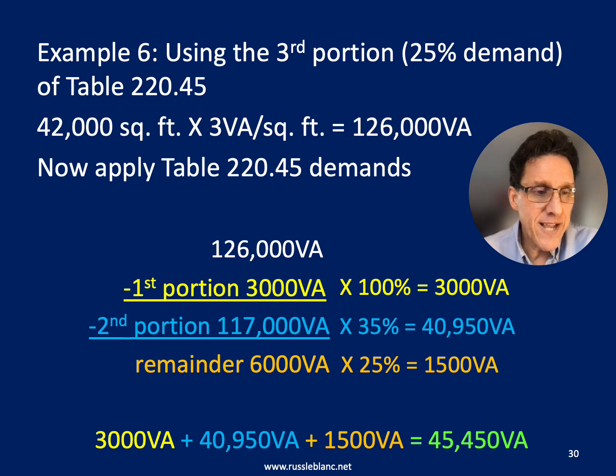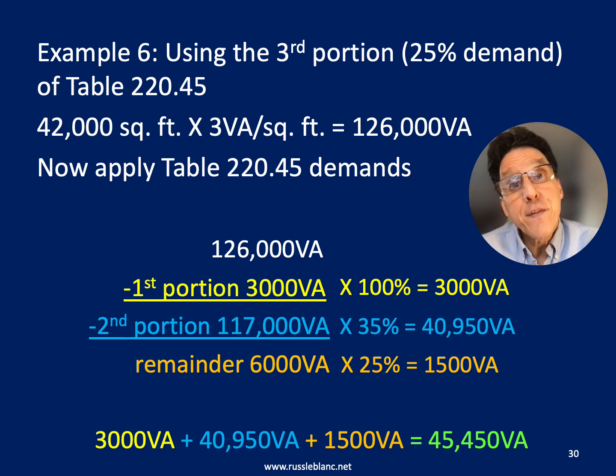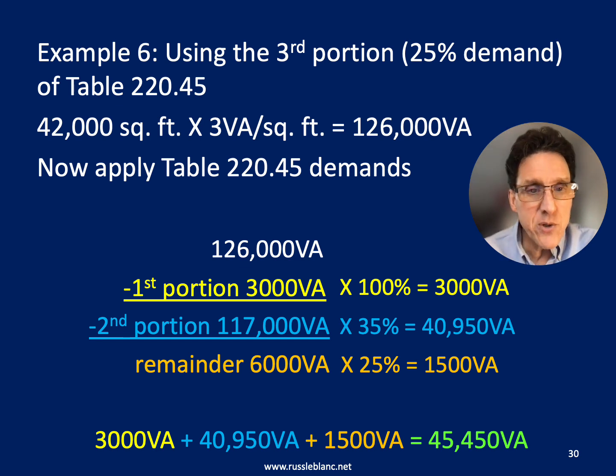The first portion is 3,000 volt amps. The second portion is 40,950 volt amps. And the third portion, the demand, is 1,500 volt amps. So if we add those all together, we get a total of 45,450 volt amps, okay? Now, I'm going to show you a shortcut, which I think you'll find helpful.